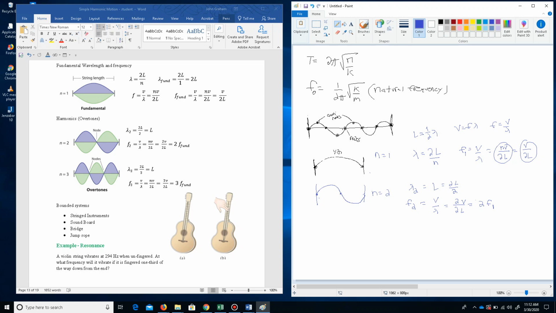And then we can do the same thing with 3. The wavelength is two-thirds of the length. And when we go look through, we get that the third frequency is the fundamental frequency times 3. And the same works from that point on. 4 times fundamental is the fourth one, and so on. So our frequency for any overtone is equal to N, which is the harmonic, times the fundamental, which I'm just calling F1.